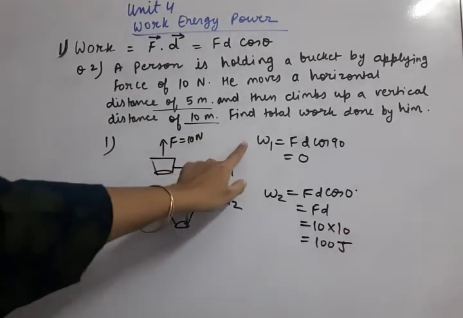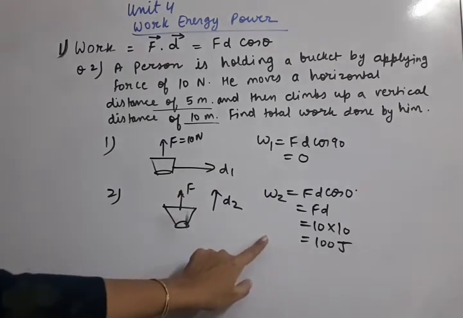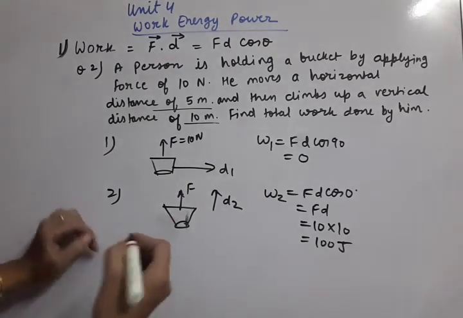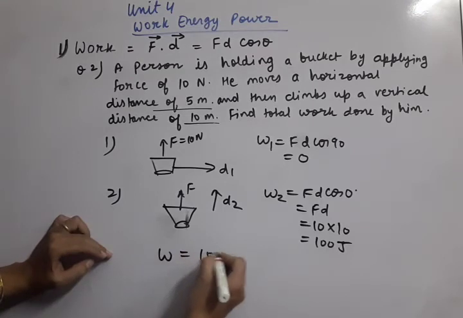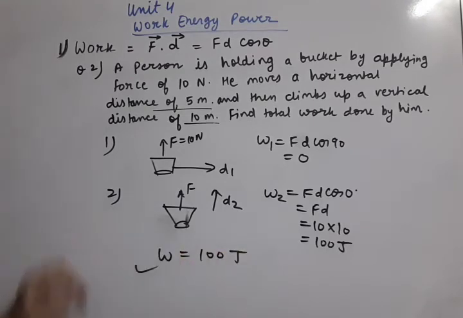So work done first and work done second, if we add, we will get the total work done. So total work done is 100 joule. So this is the answer.